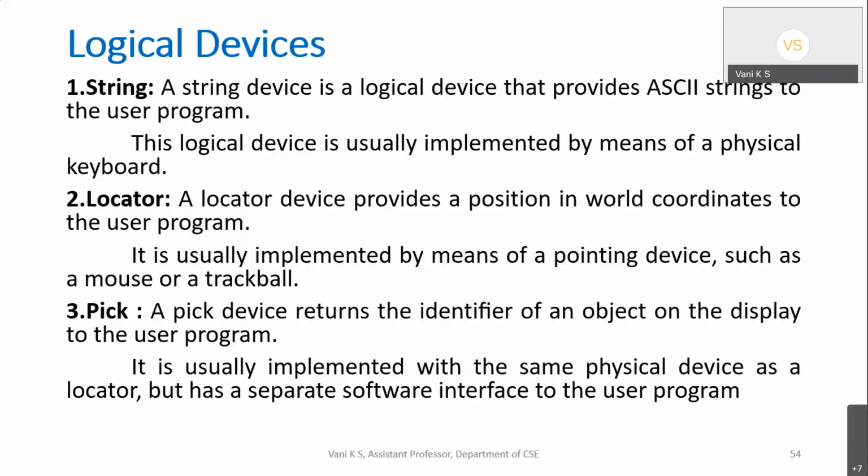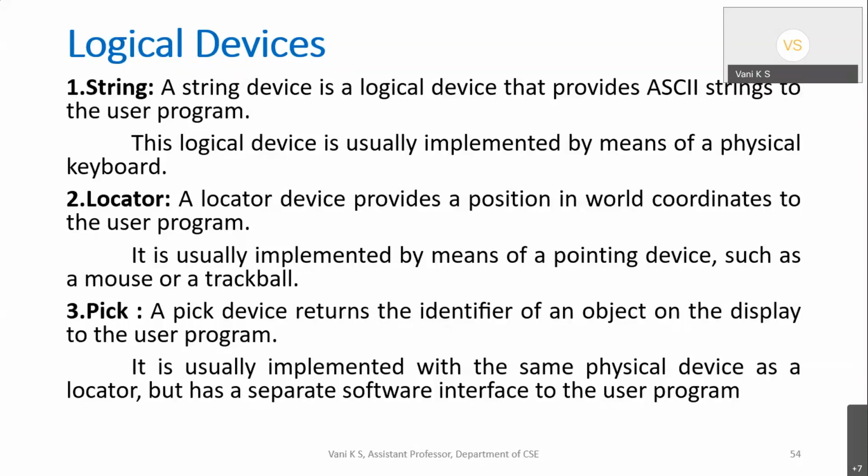Locator is nothing but it provides a position. For example, I wanted to get the position. You either move your mouse or trackball or spaceball, anything. Whatever returns from that pointing device, mouse, trackball, or spaceball, you call it a locator. What does it give to the application program? It gives the location. Then pick is when you want to identify an object. For example, each object will be given some ID. If you want to get the ID of that particular object, then you have the pick logical device.